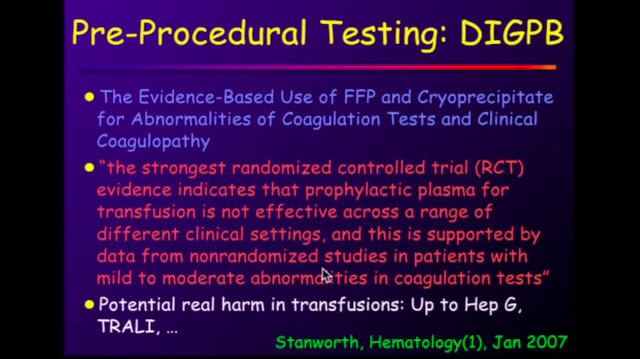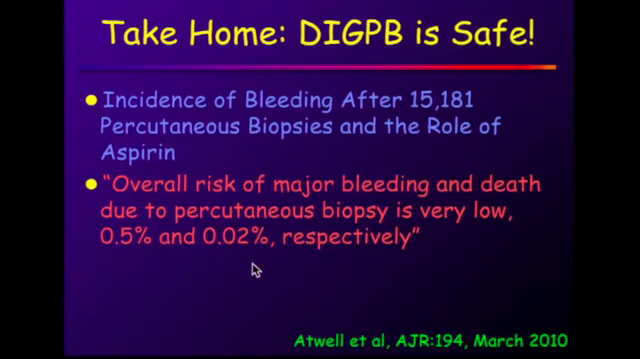And remember that there's potential real harm in transfusions. We all think of A, B, and C, but the last I checked, they were up to hepatitis G. And then there's something called TRALI, or transfusion-related acute lung injury. You can hurt people giving transfusions, particularly if you're not helping them and there's no benefit. So the take-home message is that deep image-guided percutaneous biopsy is safe. 15,000 percutaneous biopsies from the Mayo Clinic, very, very rare serious complications.